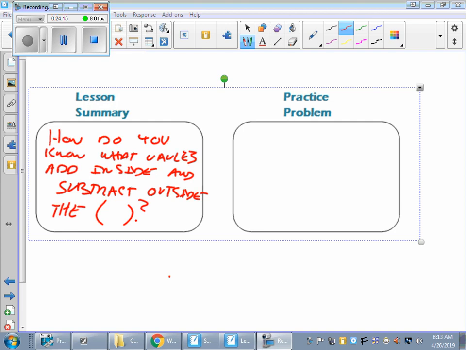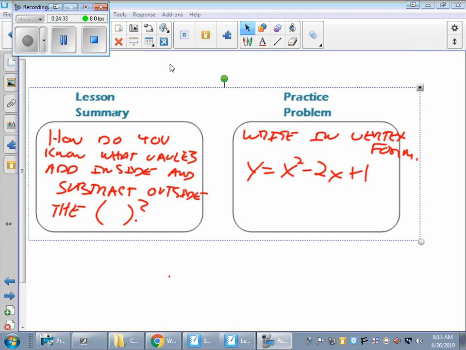And the practice problem here then is write this in vertex form. We're going to write this in vertex form. Y equals x squared minus 2x plus 1. So take it from standard form and put it into vertex form.